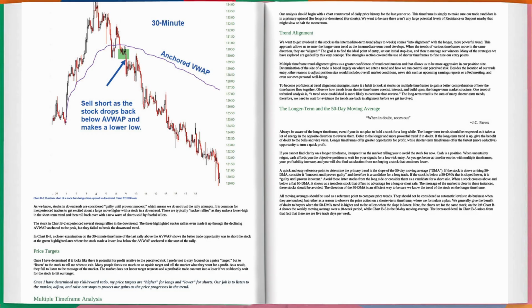When a stock crosses above and below a flat 50 DMA, it shows us a trendless stock that offers no advantage for a long or short sale. The message of the market is clear in these instances. These stocks should be avoided. The direction of the 50 DMA is an efficient way to be sure we know the trend of the stock on the longer time frame.